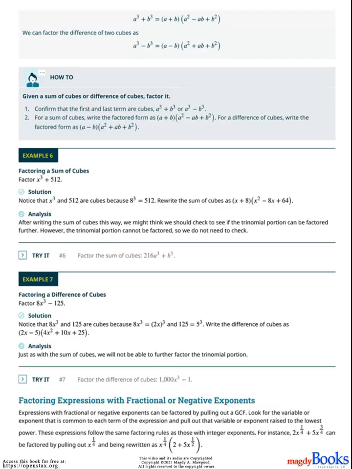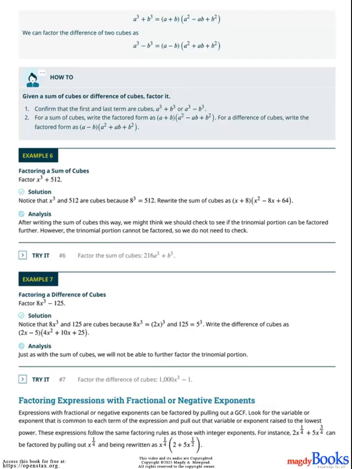2. For a sum of cubes, write the factored form as (a plus b) multiplied by (a squared minus ab plus b squared). For a difference of cubes, write the factored form as (a minus b) multiplied by (a squared plus ab plus b squared).